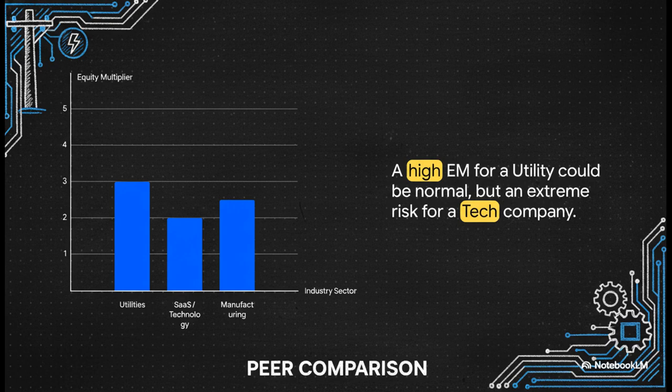And you can see this in the real world. An equity multiplier of 3, which looked like a huge red flag for our Company B, might be totally normal for a utility. But for a tech company, that same number would be screaming danger. You've always got to compare a company to its peers in the same industry.